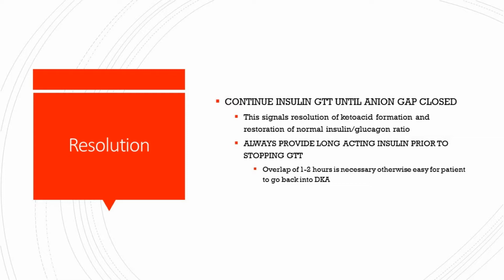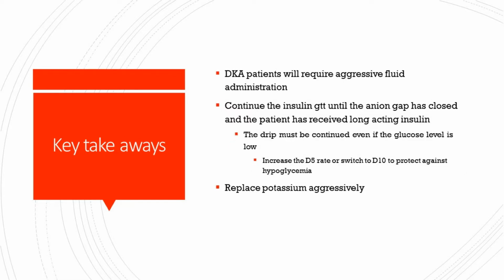Any questions? I know DKA is not the most fun topic. So, key takeaways: DKA patients will require aggressive fluid administration. Once again, continue the insulin drip until the anion gap is closed and they've received long-acting insulin, and make sure there's that overlap. And replacing potassium aggressively is a really big part of this, and electrolyte management in general.